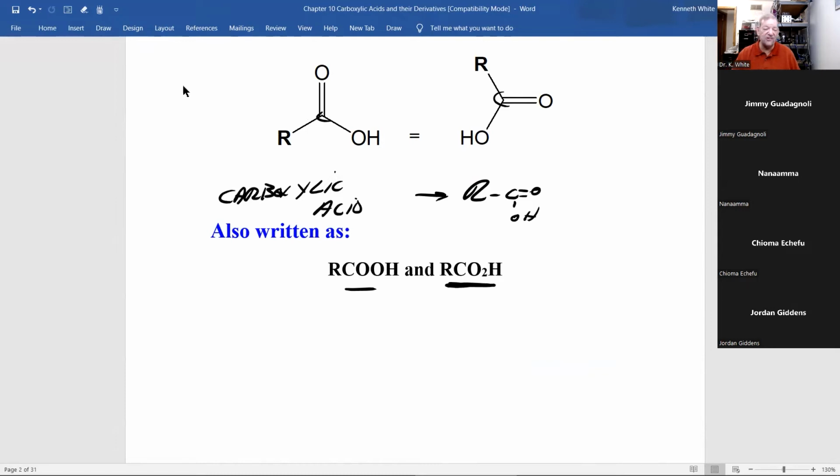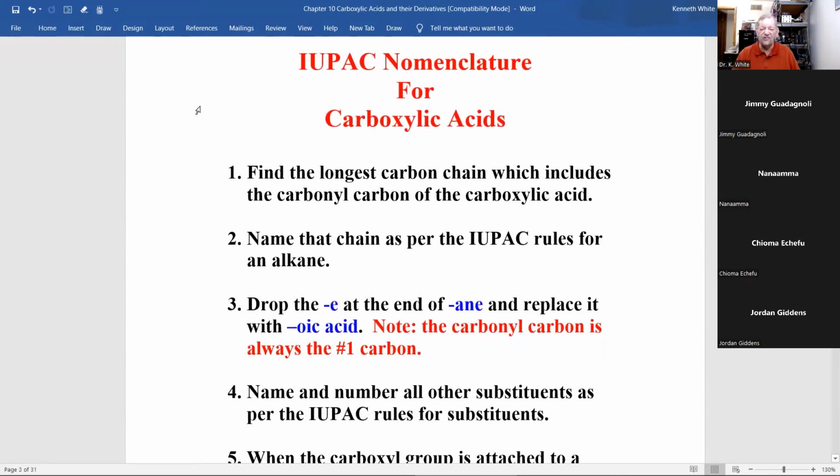There we go, carboxylic acid. Now, let's talk about, and in this chapter, I introduced you to a carboxylic acid. If you missed it, let's do it again.